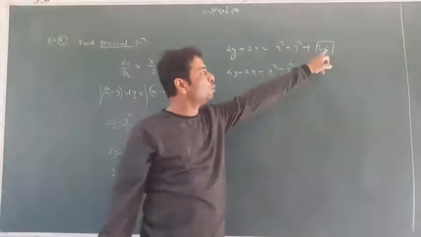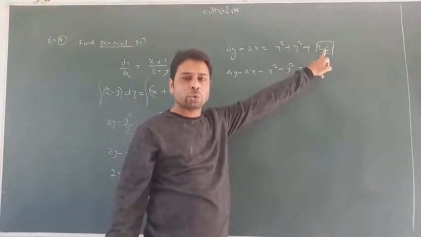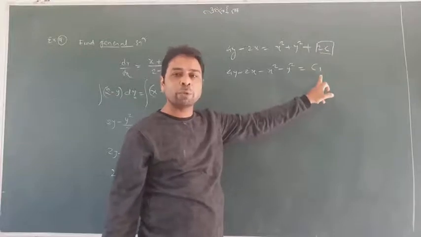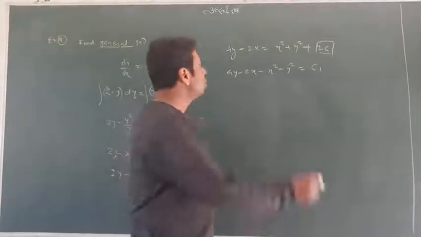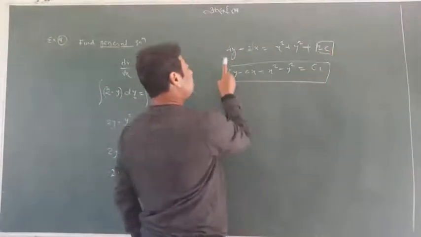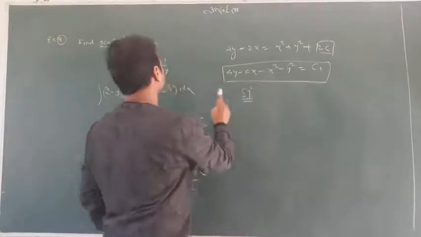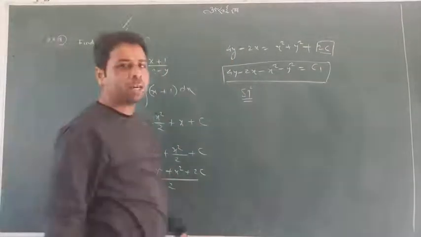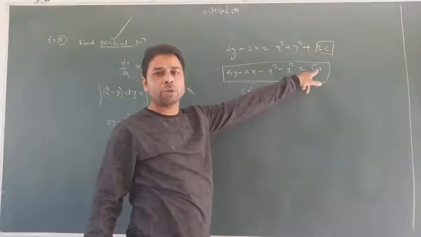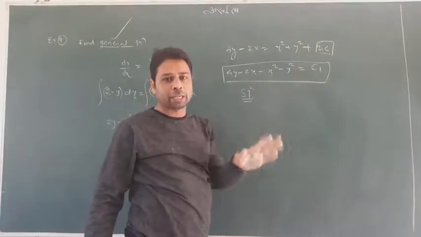In the last step I got 2c. If you leave 2c, it is okay. But if I write 2c equal to some new constant c1, it is again okay. So this is none other than the solution, and it is called a general solution. Why? Because it contains one arbitrary constant. That is a very simple thing.